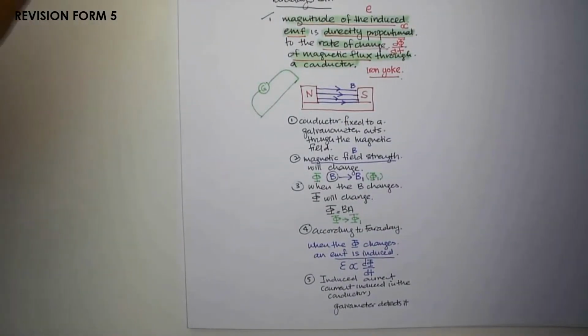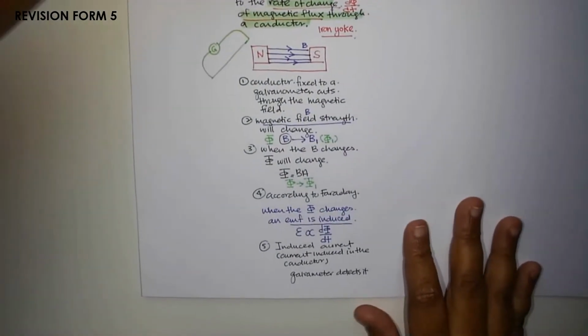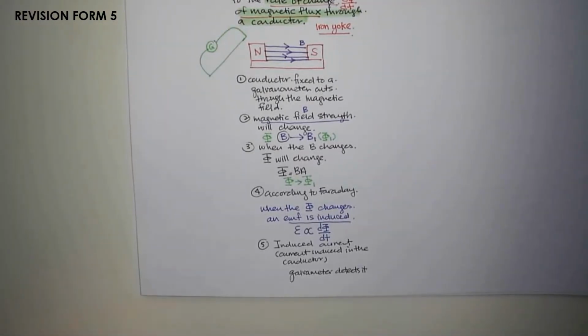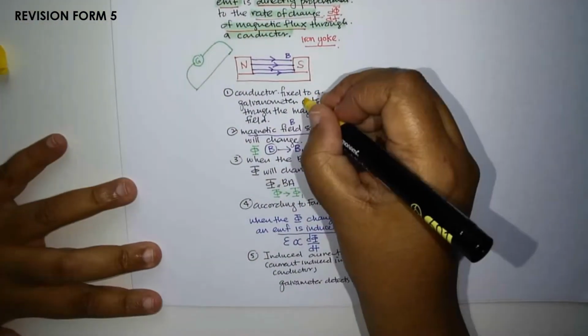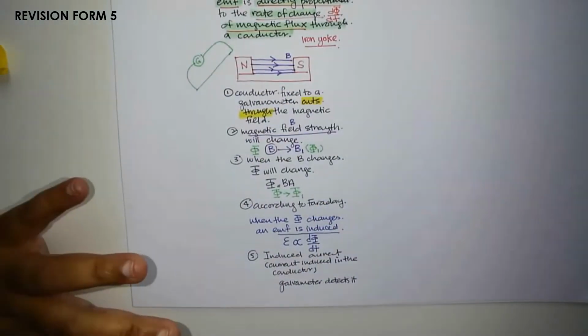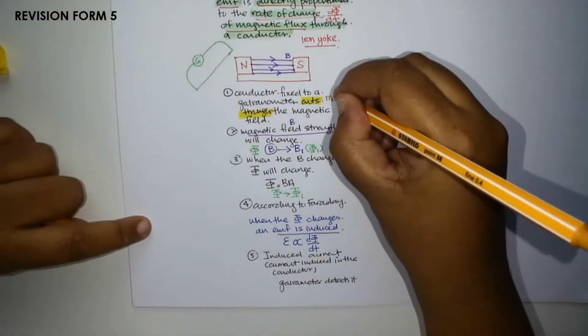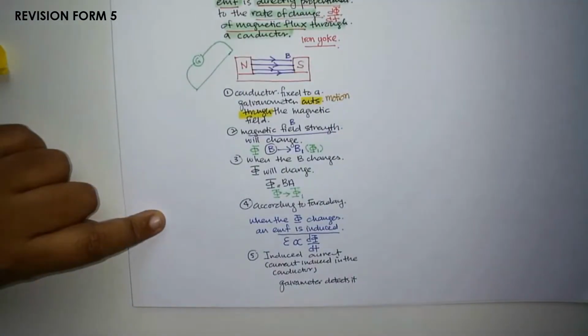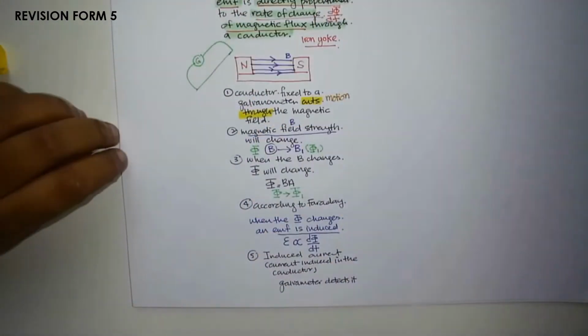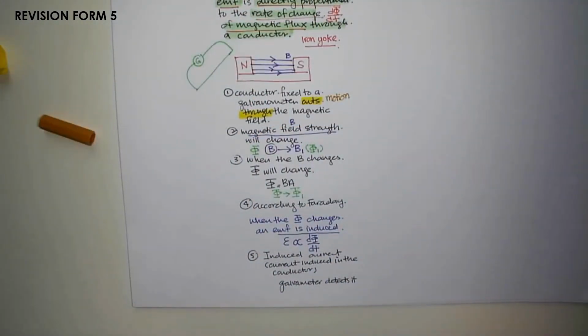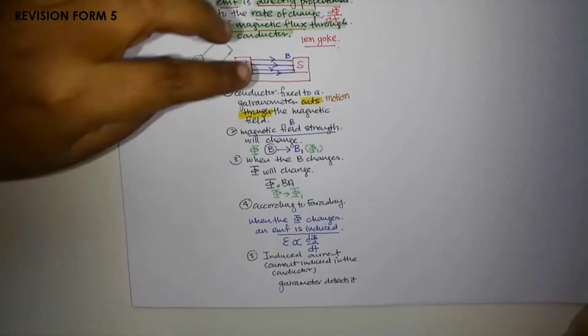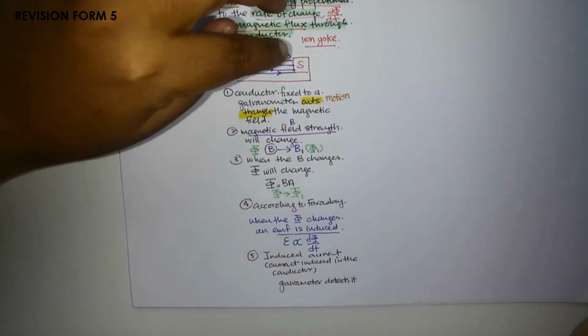We look at the keyword in this situation. The keyword is cuts through. Cuts through means there must be motion. Motion that cuts through the field. That means motion that changes the field, which is the magnetic field strength.